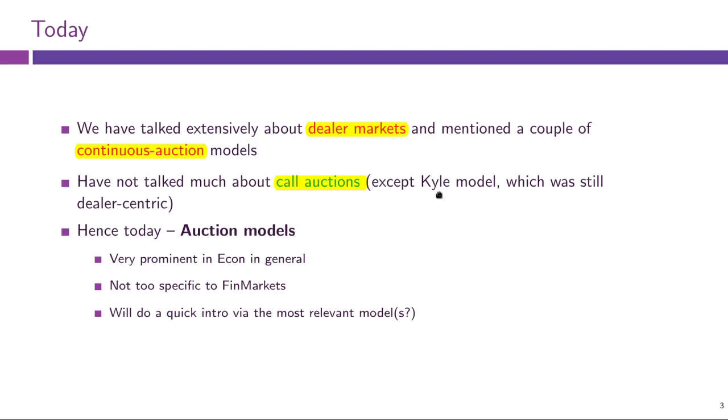So we had the Kyle model, which had this kind of batching to some extent, where orders from informed traders were explicitly pooled with orders from uninformed traders. But this model was still dealer-centric. So it was still more about how the dealer behaves, not about how traders behave, although we had that to some extent as well. So today we will try to amend that and take a closer look at these call auctions. And we will use the very classical instrument of auction models. Now this class of models, this field, is very prominent in economics in general.